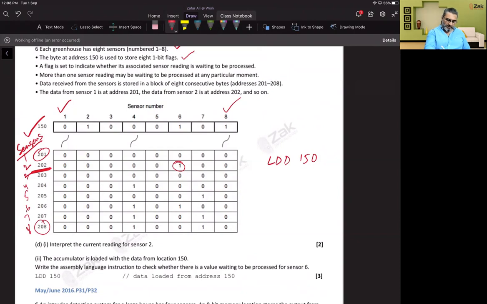From sensor 6. So which one is sensor 6? 1, 2, 4. So this would be 0, 0, 1. So this would be AND. This is 4. All right, that's it.